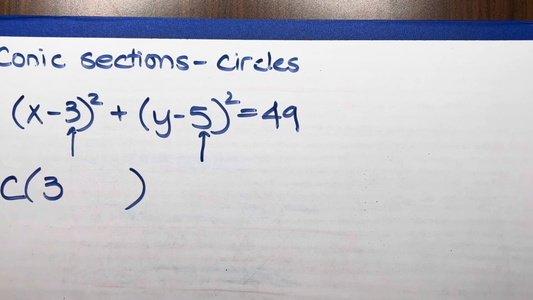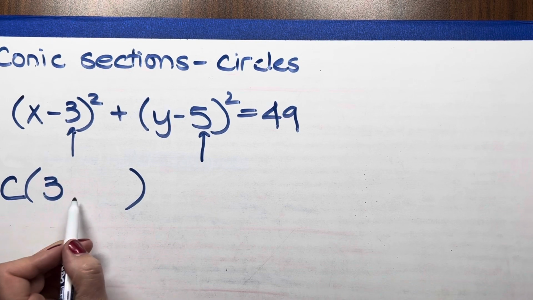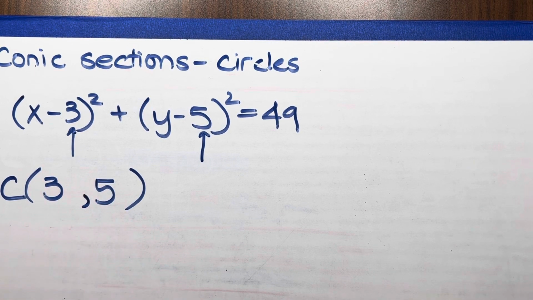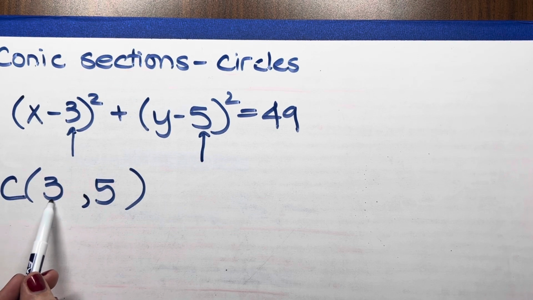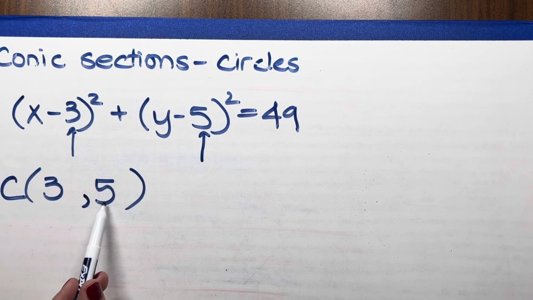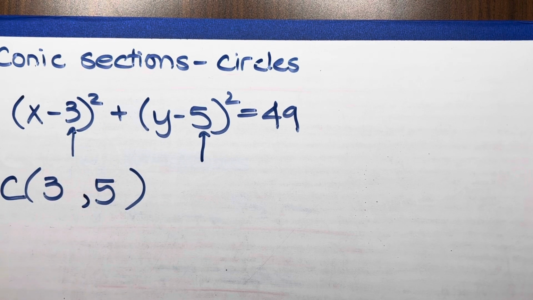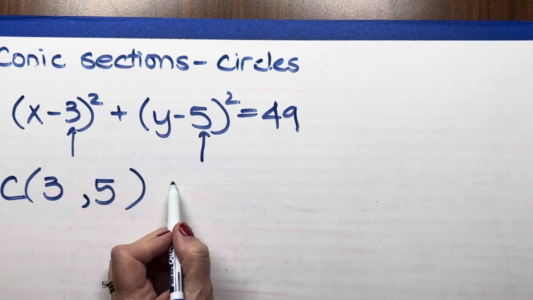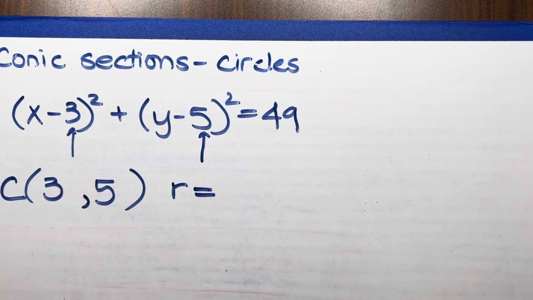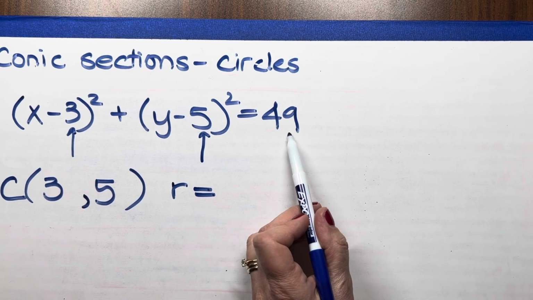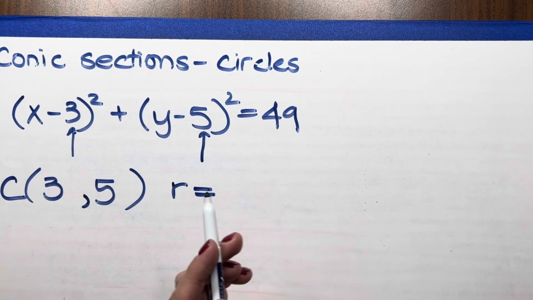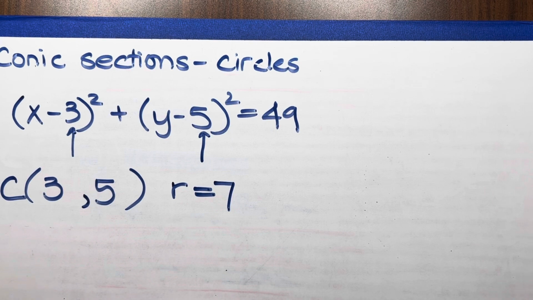So in this case, my h is 3 and my k is 5. Because if I needed to put them back in, it would be x minus this number 3 or y minus this number 5. If I pulled out the negative with it, then I'd have x minus a negative 3 later. It would not work out with the signs. I also need my radius. So I'm going to take the square root of my r squared, which is 49, and that is 7.